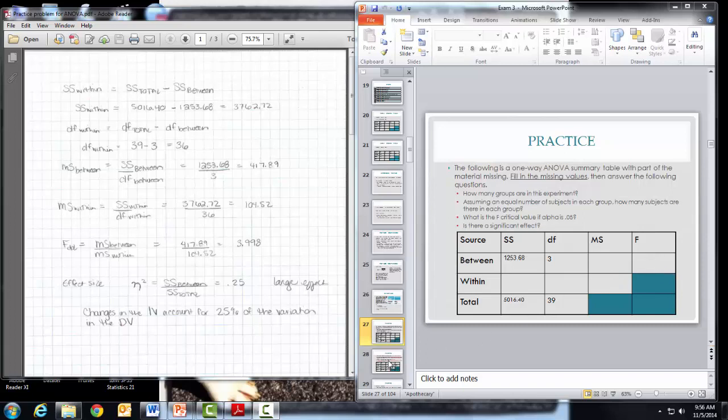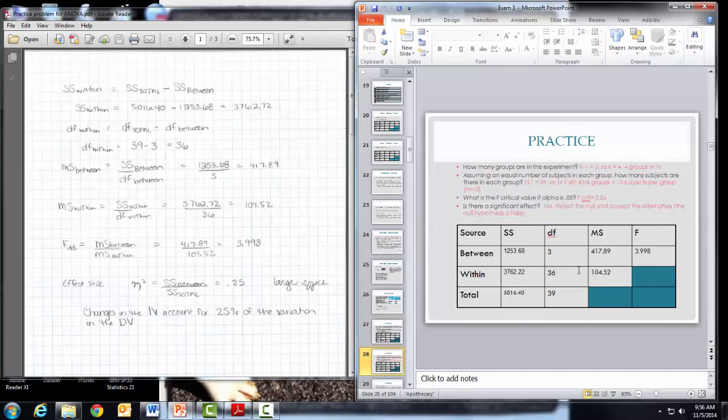Now I'm going to go ahead and click to the next slide because I've now filled in all of our calculations. We can see I've filled in those numbers here so that we have them in our source table. Now let's go back up to those questions at the top and begin to answer them. The first one asks, how many groups are in this experiment?